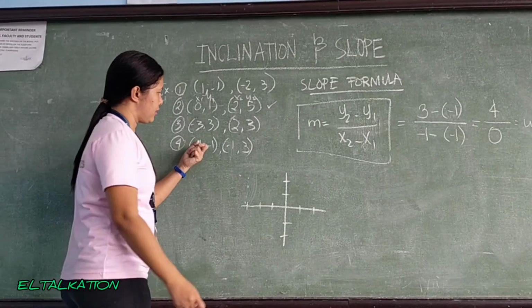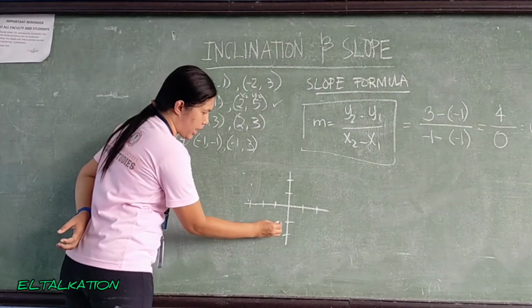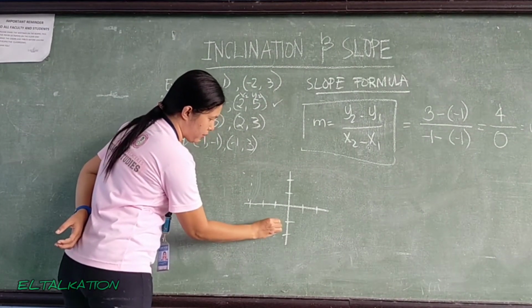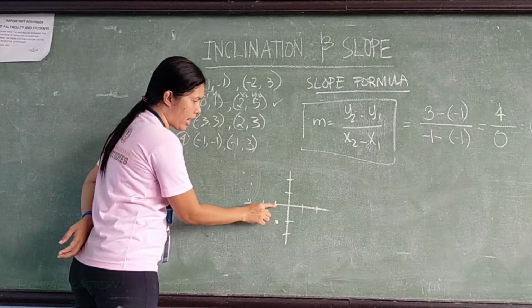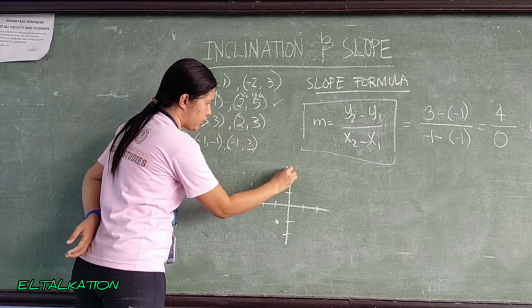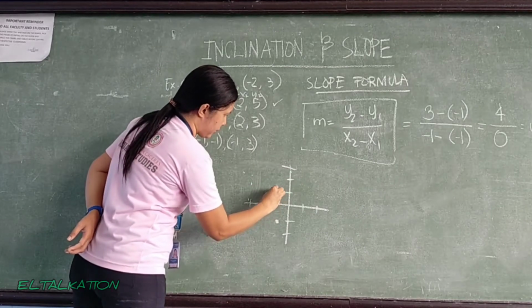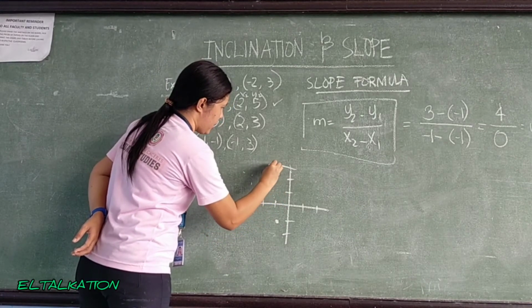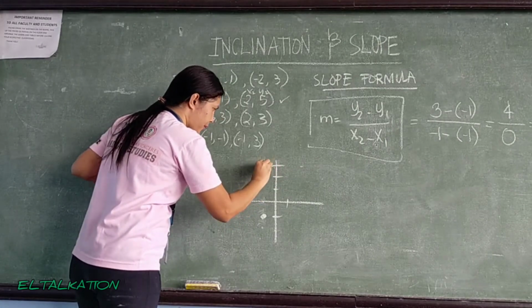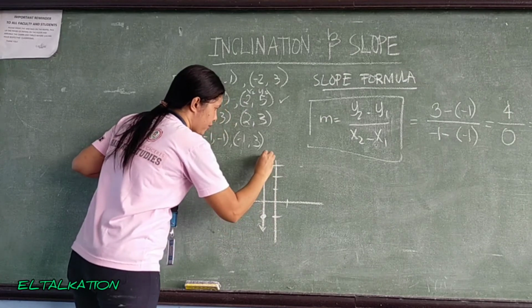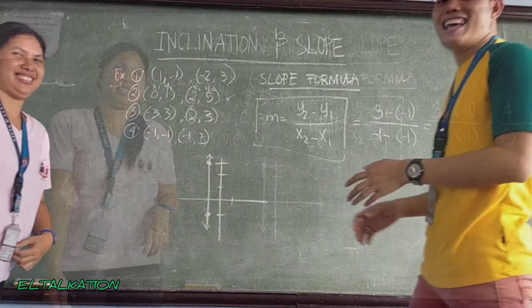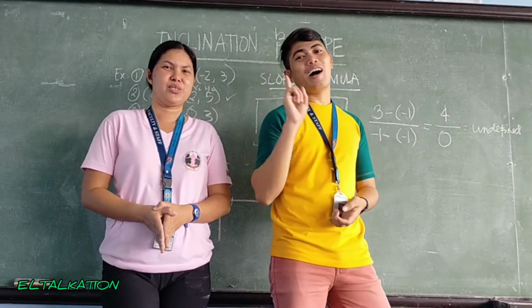Negative 1 and negative 1. So, ito siya, 1. Then, negative 1, positive 3. So, negative 1, 1, 2, 3. So, as you can see, ang undefined line, vertical line. That ends with our part 1.